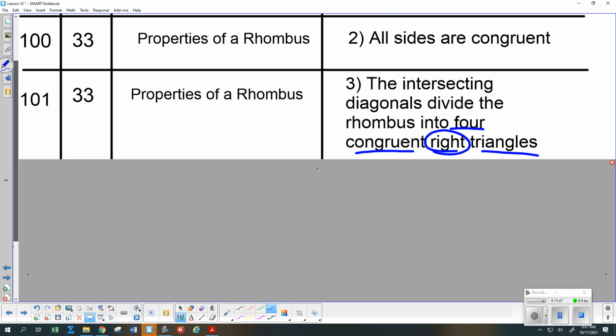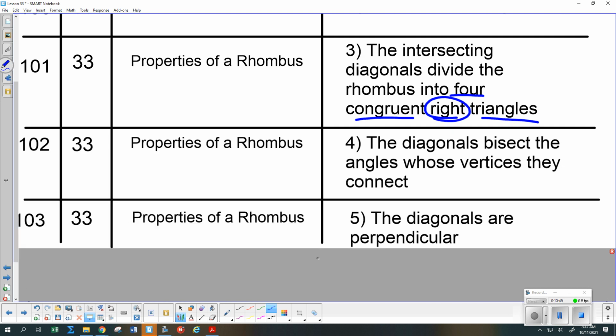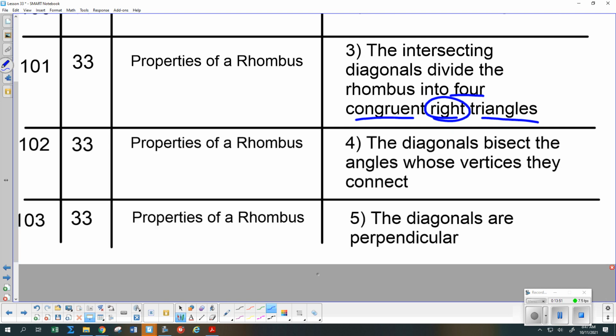Which also means that those diagonals are perpendicular, that they make right angles. And then I'll go back to the picture to talk about that fourth property in there. The diagonals bisect their original corners of the rhombus.